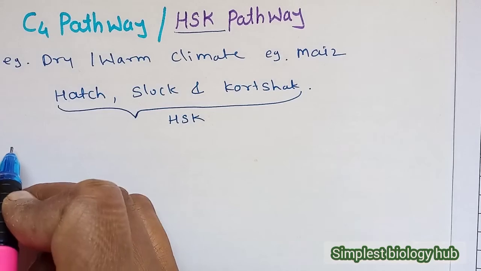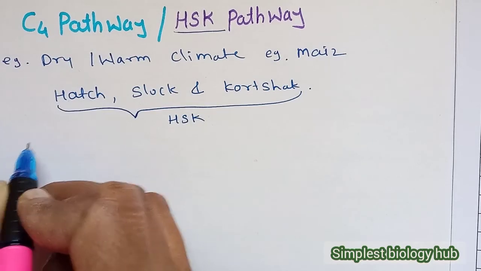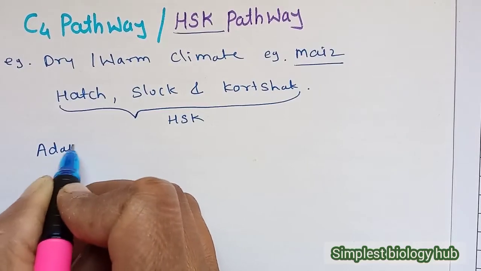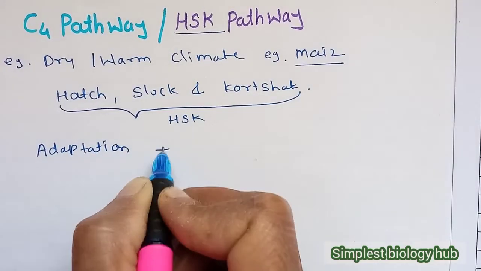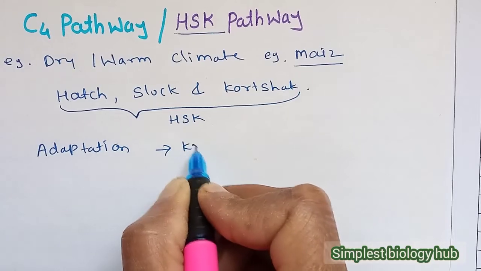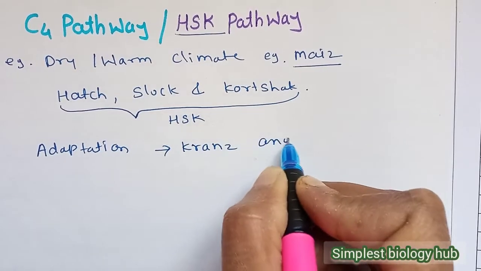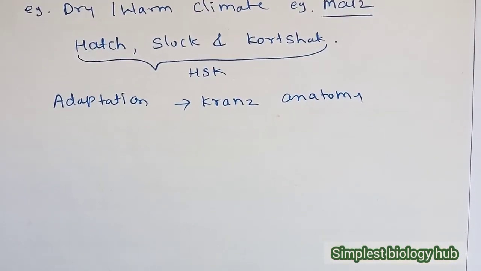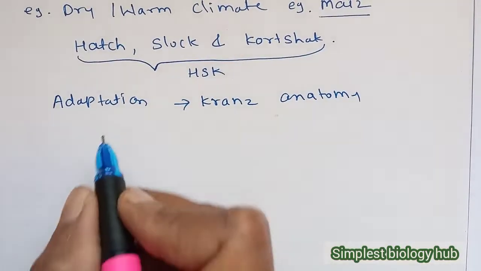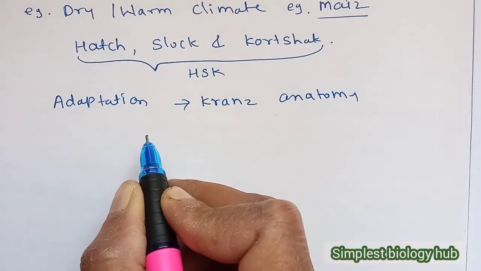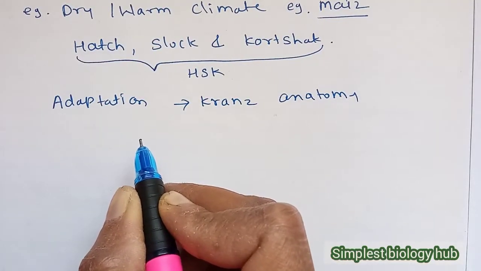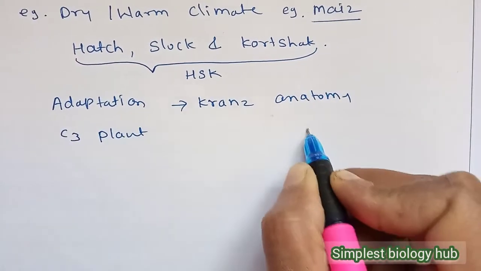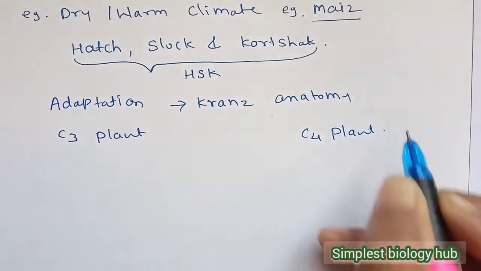In the case of C4 plants or the C4 pathway, a special type of adaptation is found in maize, and that adaptation is Kranz anatomy. Firstly, we talk about what actually the Kranz anatomy is. Here we compare the internal structure of the C3 plant and the C4 plant. Here we draw the C3 plant and here we draw the C4 plant.